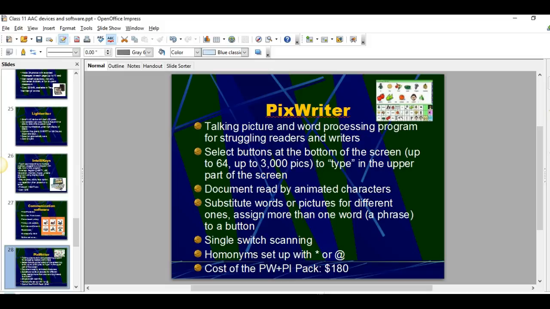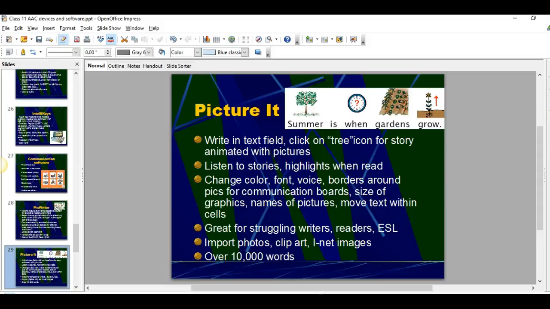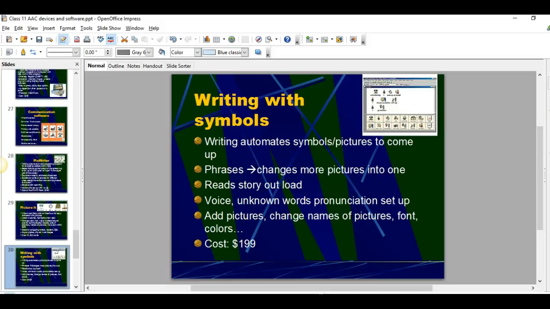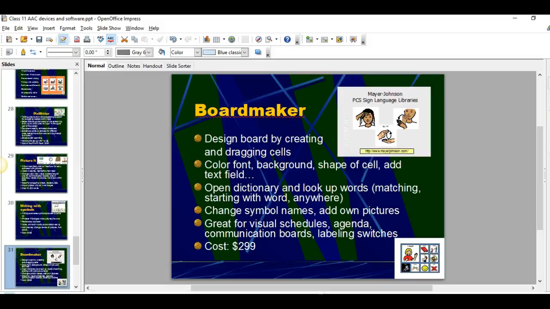Here's an example of a PixWriter. As you type, pictures come up, and you can substitute words or pictures for different ones. You can even take pictures, video pictures or real pictures of the real person. Here's another example of Picture It. Again, as you type, it comes with pictures, and Writing with Symbols. As I said, BoardMaker is this program where you create stories and icons that you use in your classrooms.